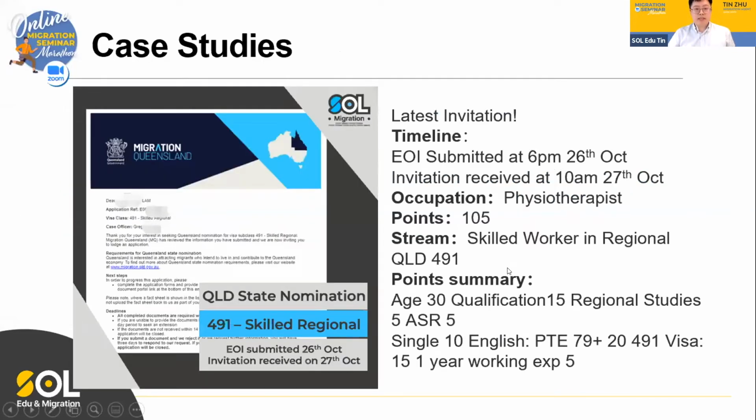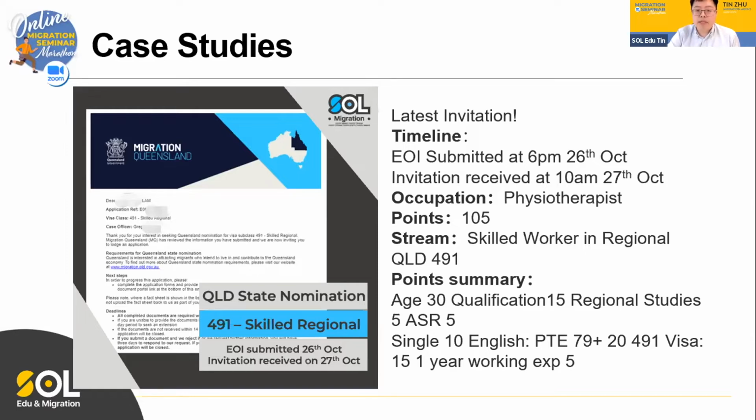So now let's move on to some successful cases. Since they just opened on 26th of October, we submitted a lot of EOIs on the same night. Me and our migration agent colleagues stayed in the office till very late, and we submitted a lot of EOIs on the day. And luckily, we received one invitation after just 12 hours. We received one successful invitation for the occupation physiotherapist for the 491 skilled worker stream. We received the invitation at 10 a.m. on 27th of October, only 12 hours after we submitted the EOI, the expression of interest.